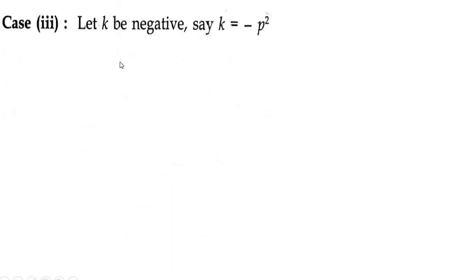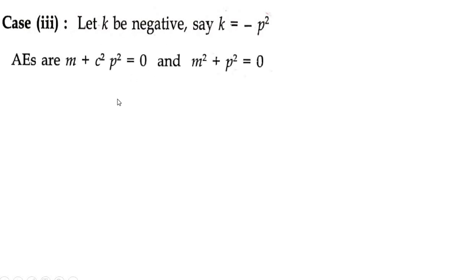Next is case 3. Let k be negative, k is equal to minus p square. When you substitute k equal to minus p square, what do you get? Minus into minus will be plus. So your auxiliary equations are m plus c square p square equal to 0, and m square plus p square equal to 0. Take plus c square p square to the RHS, you get m is equal to minus c square p square. Similarly, take this plus p square to the RHS, you get m square equal to minus p square. Therefore, m is equal to plus or minus i p.